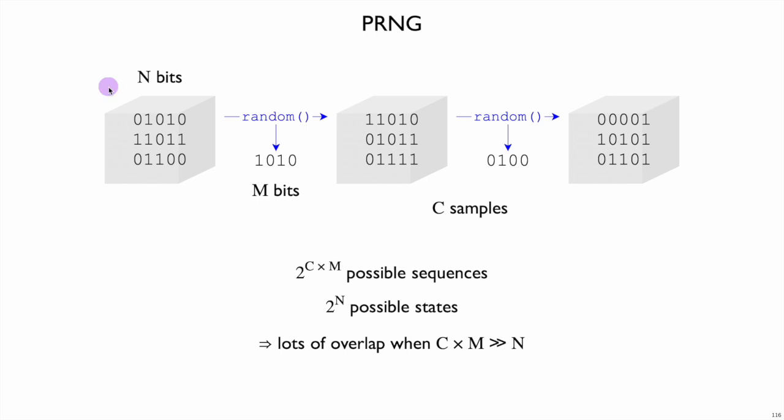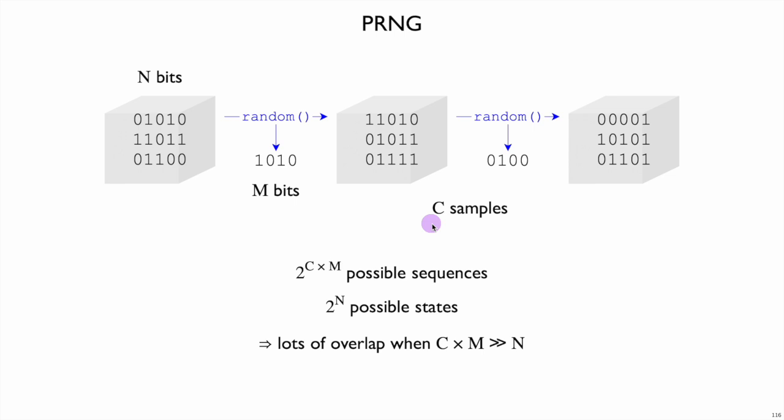Let's talk more about the inside of a random number generator. I'm going to draw the inside state of a random number generator as these gray boxes. Let's suppose that every time we call random, we want to get m bits of information. So if we're asking for a random number between 0 and 255, that would be 8 bits of information. And let's also say that we're going to get c samples from this random number generator. That is, we're going to call random c times. Overall, then, that means we're asking for m times c bits.